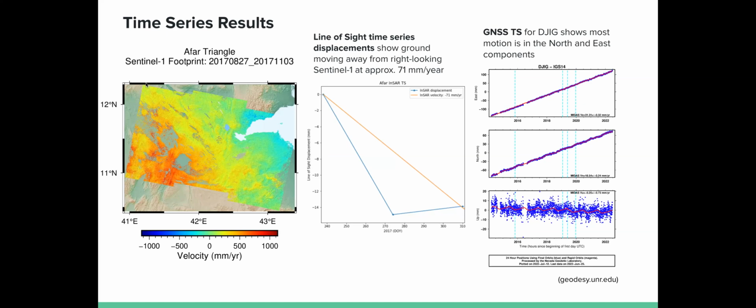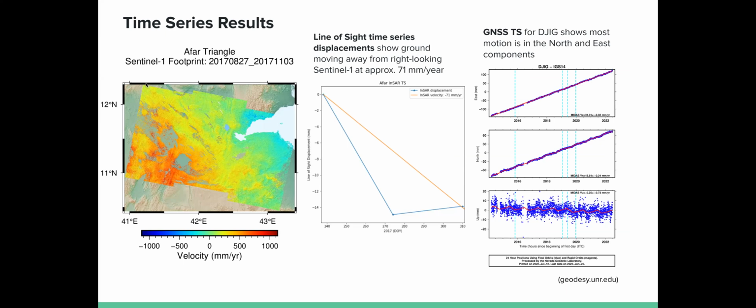The figure in the center shows a plot of my line of sight displacements from my time series, where the individual acquisitions are marked by blue stars, and the average velocity of negative 71 millimeters per year is indicated by the orange line. I had some trouble parsing the GNSS files for the line of sight displacements.